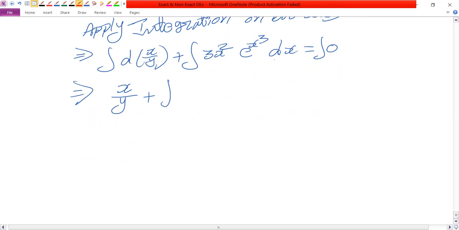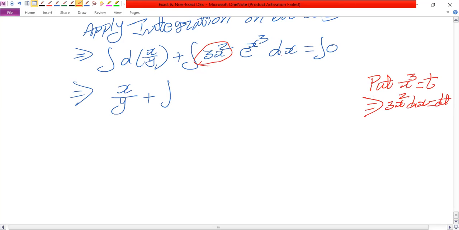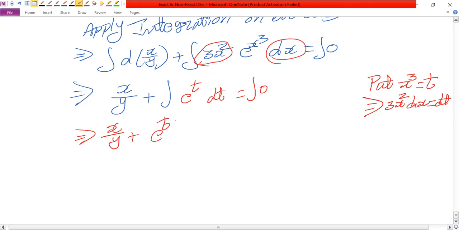What should we substitute here? Inside the exponential we have x cube, so put x cube equals to a new variable, taking it as t. We can substitute with any variable, but that variable should not have been used earlier in this same problem. Till now we discussed only x and y variables. Differentiating on both sides, we get 3x square into dx equals to dt. So e power x cube is nothing but e power t, and 3x square into dx is nothing but dt. So we get integration of 0: d of x by y plus integration of e power t with respect to t, which is e power t, equals to c.